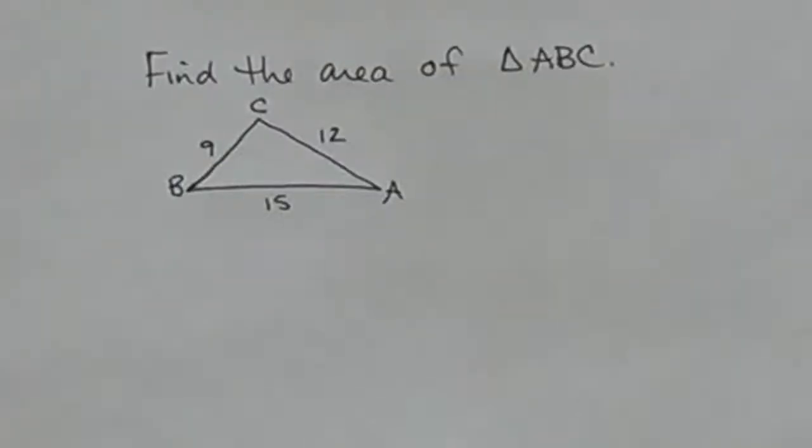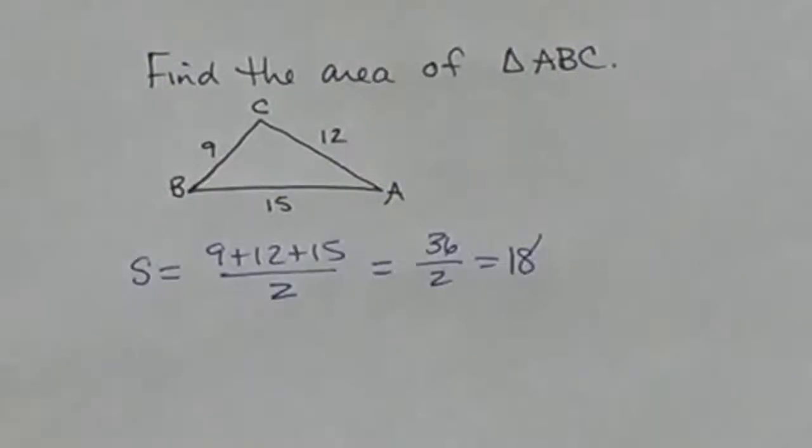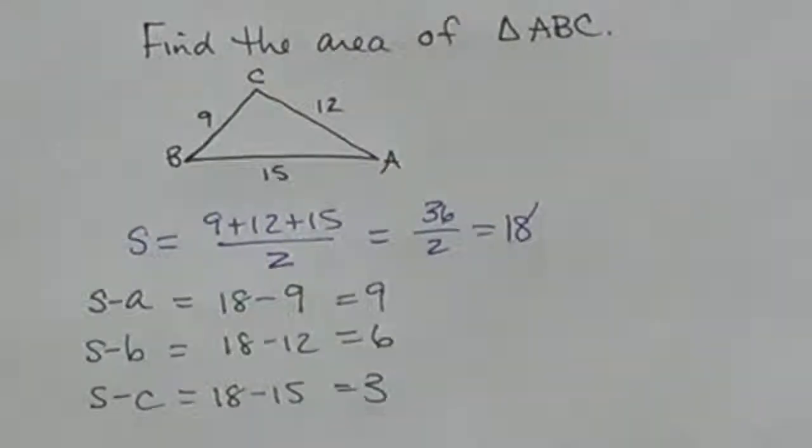So here let's find the area of triangle ABC, where we're given that A is 9, B is 12, and C is 15. To find the area, I need to start by finding the semiperimeter. The semiperimeter is the sum of the sides, so 9 plus 12 plus 15, all divided by 2. So in this case, it'll be 18. Once we have the semiperimeter, we're just going to find the difference between it and all of the sides. Now that I have all the pieces, we can find the area.